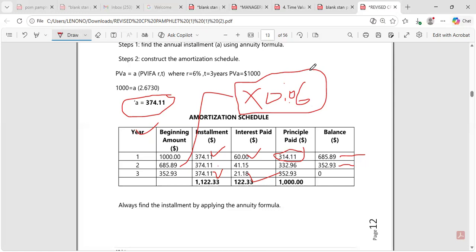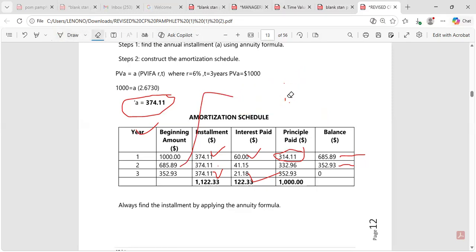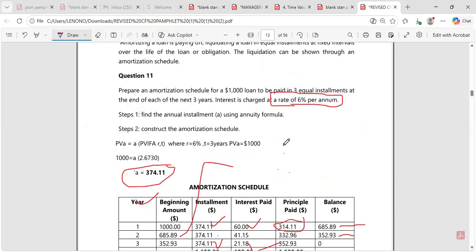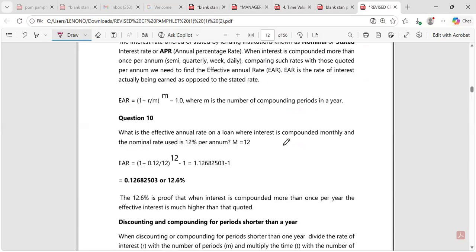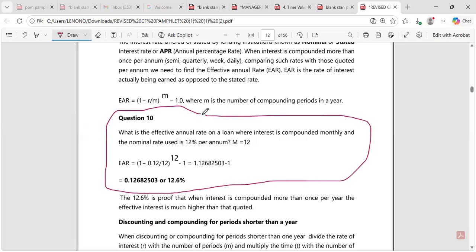So this is what we are getting the value from. All right, so this is how we have gotten this loan amortization. This is just about some of the questions you need to know. And then, of course, we are calculating the effective annual rate. Effective annual rate is a rate that is slightly above the nominal rate.